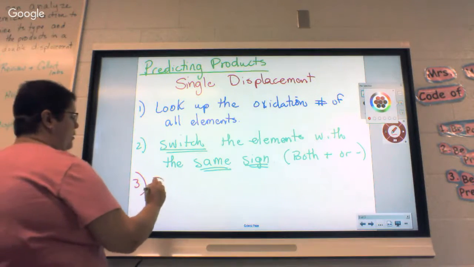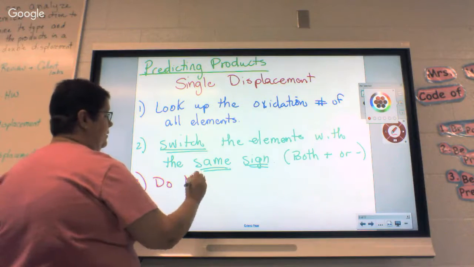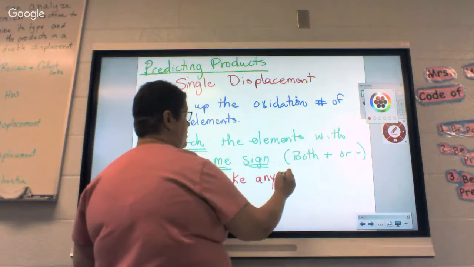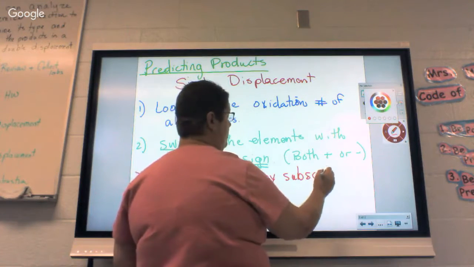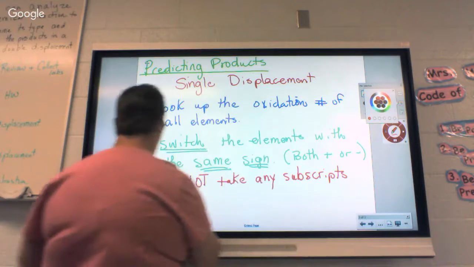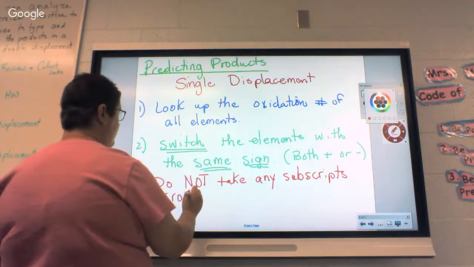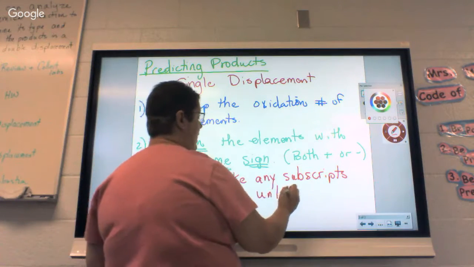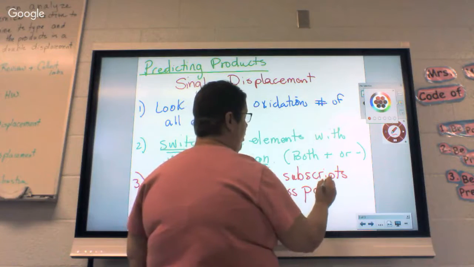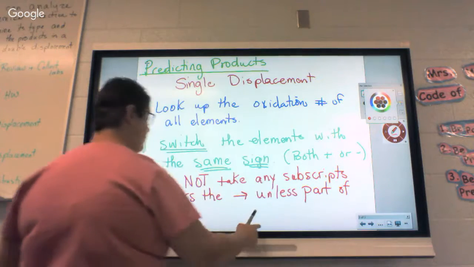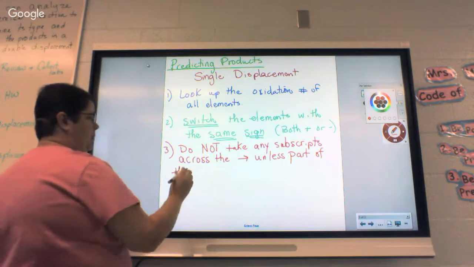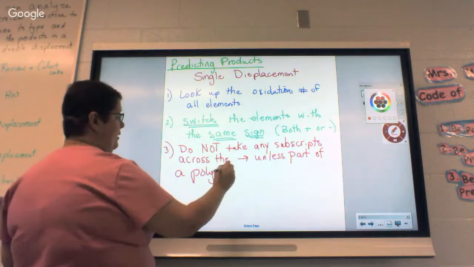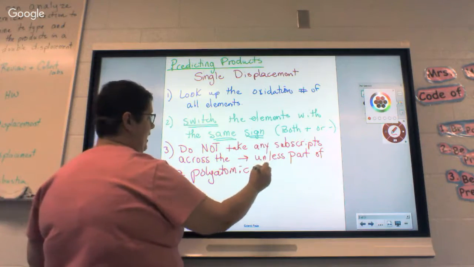Number three, do not take any subscript across the yield unless part of a polyatomic ion.